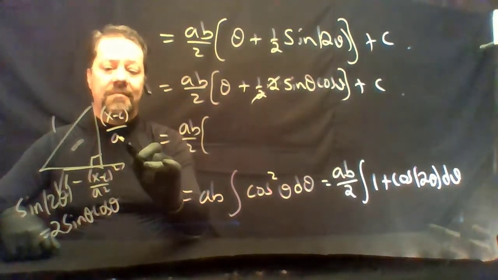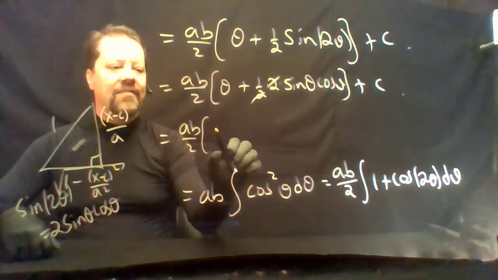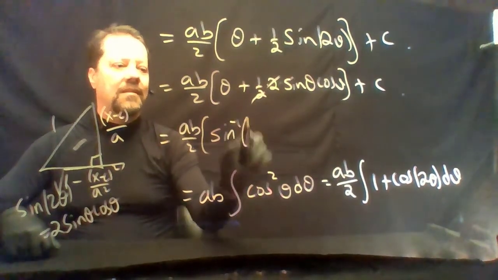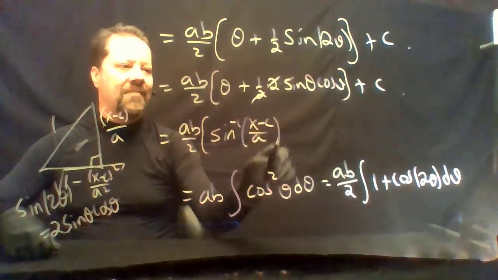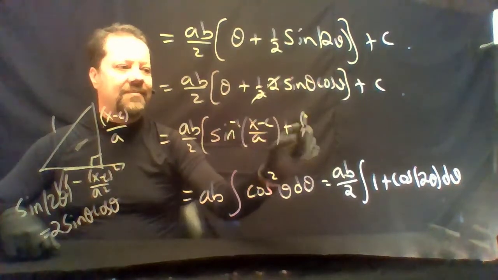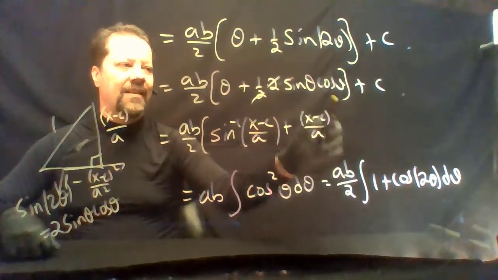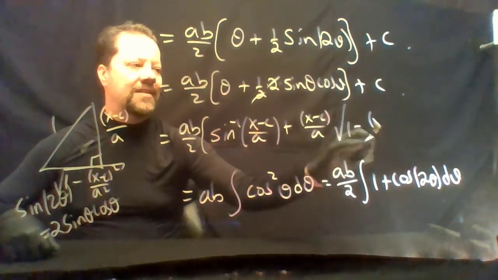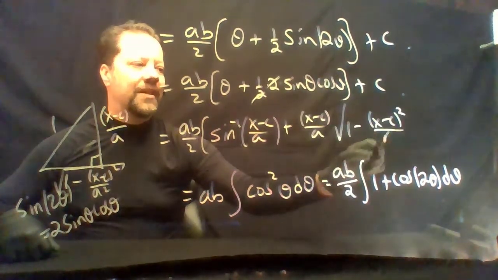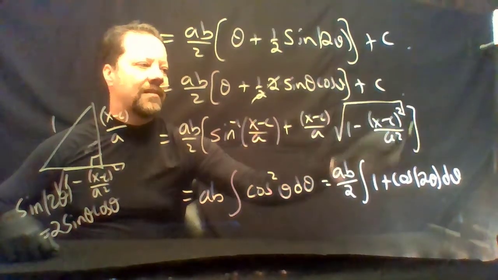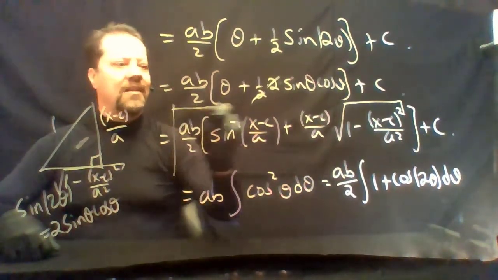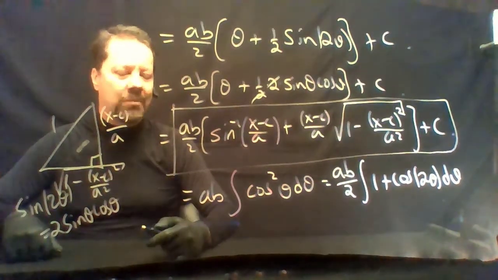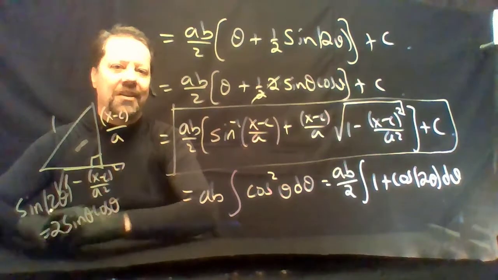Sine theta was x minus c over a. Theta will be the arc sine of x minus c over a. Sine theta, x minus c over a. Cosine theta is adjacent over hypotenuse. That's the square root of 1 minus x minus c squared over a squared, plus c. We'll use this for our antiderivative and then evaluate at the endpoints and subtract, and then we can find the area of the sector.